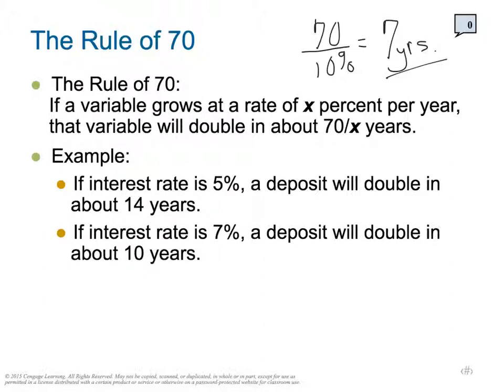It's kind of interesting to look at that. Here are some other examples. If the interest rate is 5%, then your deposit's going to double in about 14 years. Interest rate 7%, double in about 10 years. So it's pretty accurate. It's decimal places off. But we can use this rule to come up with an estimation of how quickly something will double. So if you're looking at something doubling, using the rule of 70 comes in pretty handy sometimes to double check things.